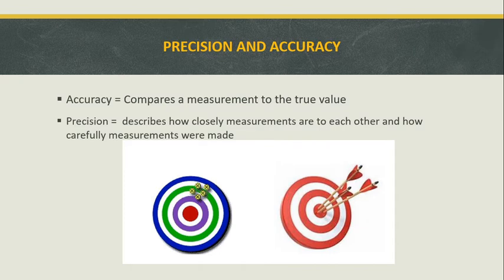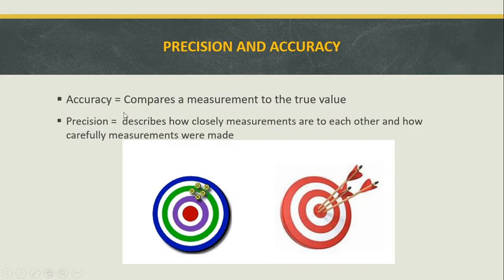Then what is meant by precision? Precision is nothing but how closely measurements are to each other, how carefully measurements were made. It may be nearer to the true value or not, but the measurements are closer to one another.